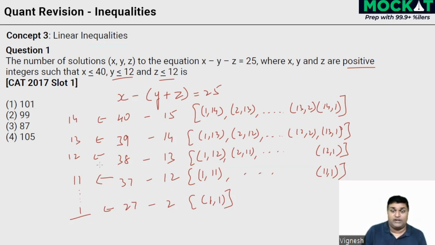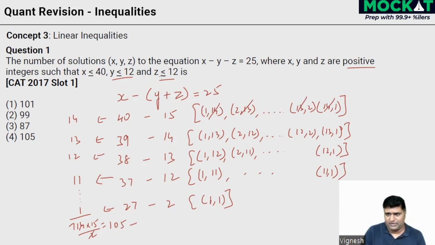So 1 to 14, if you're going to add it up, the sum of the first 14 natural numbers is going to be 14 into 15 by 2, n into n plus 1 by 2, and you're getting 105. But some of them are not allowed. What are they? In the first one, 14 comma 13, 13 comma 14 are not allowed. The rest are going to be 3, 12, and so on.